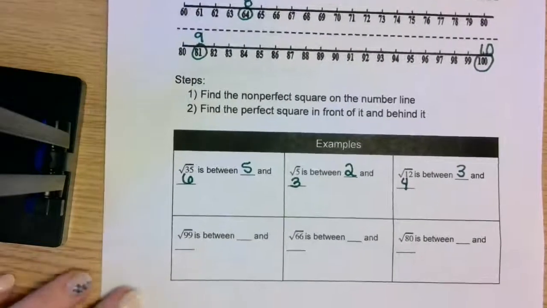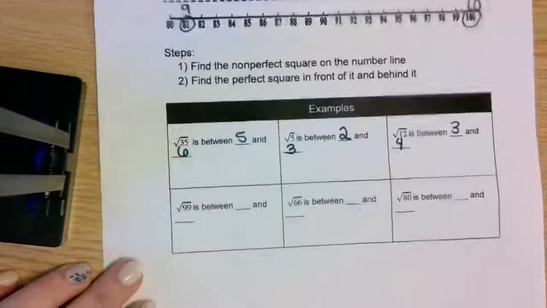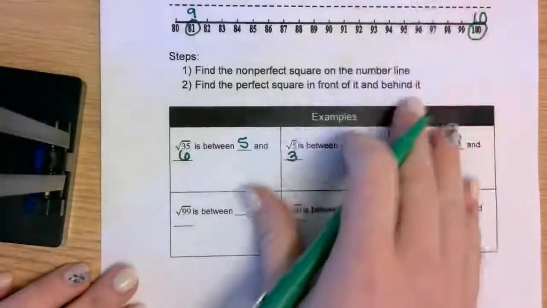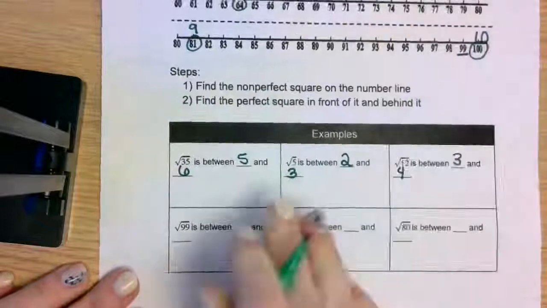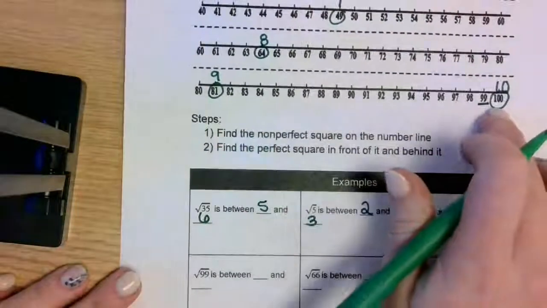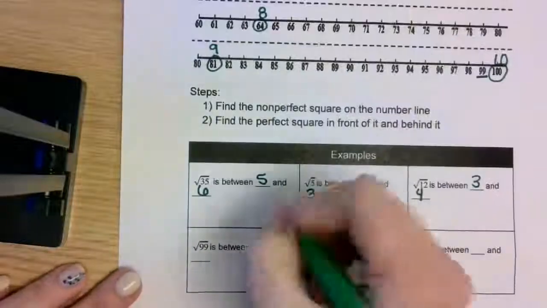All right, hopefully you tried those on your own. I'm going to check them with you. So next we're doing 99. I go up to my number line. I find 99 right here. I see it's between 81 and 100. So my answer is going to be between 9 and 10.